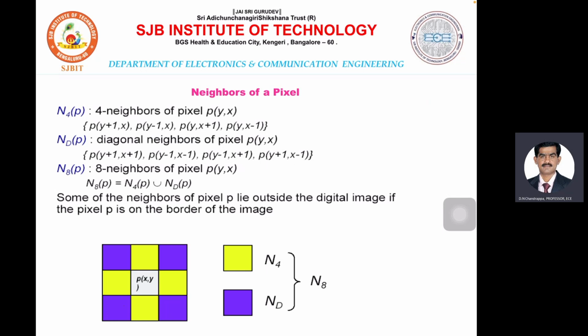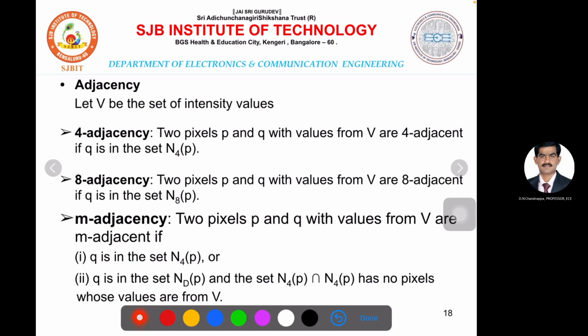Okay. Now we'll come to adjacency. What do you mean by adjacency? Same thing here: 4 adjacency, 8 adjacency, and M adjacency. In case of 4 adjacency, 2 pixels P and Q with values from V are 4 adjacent if Q is in the set N4(P). And 8 adjacency: 2 pixels P and Q with the values from V are 8 adjacent if Q is in N8(P), the concept we discussed previously.